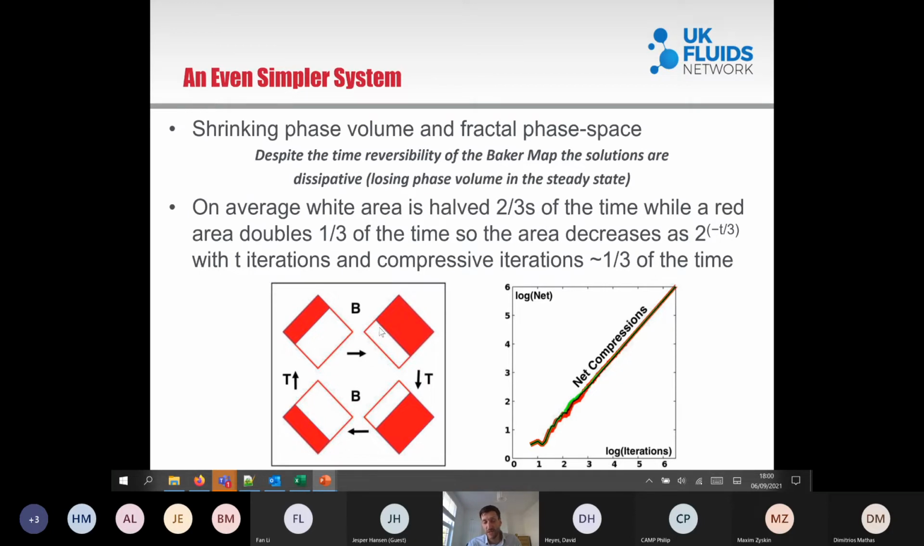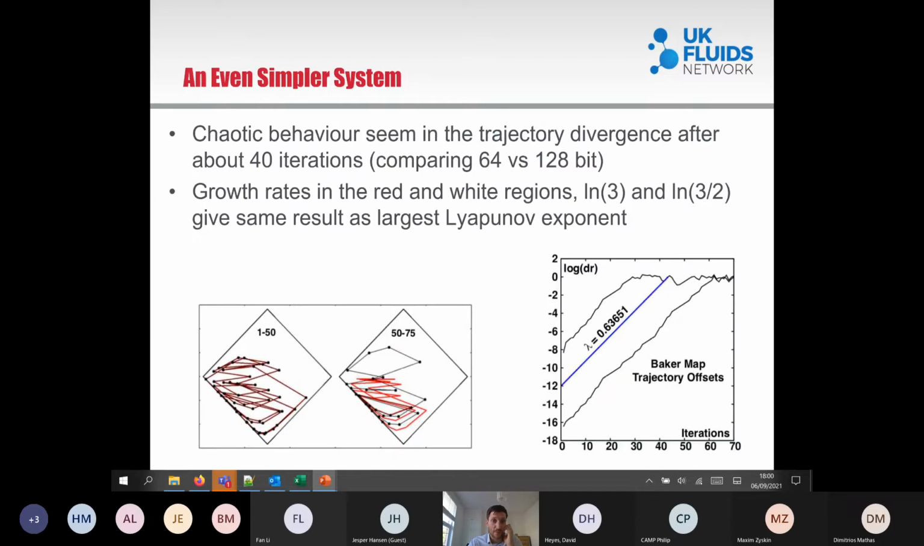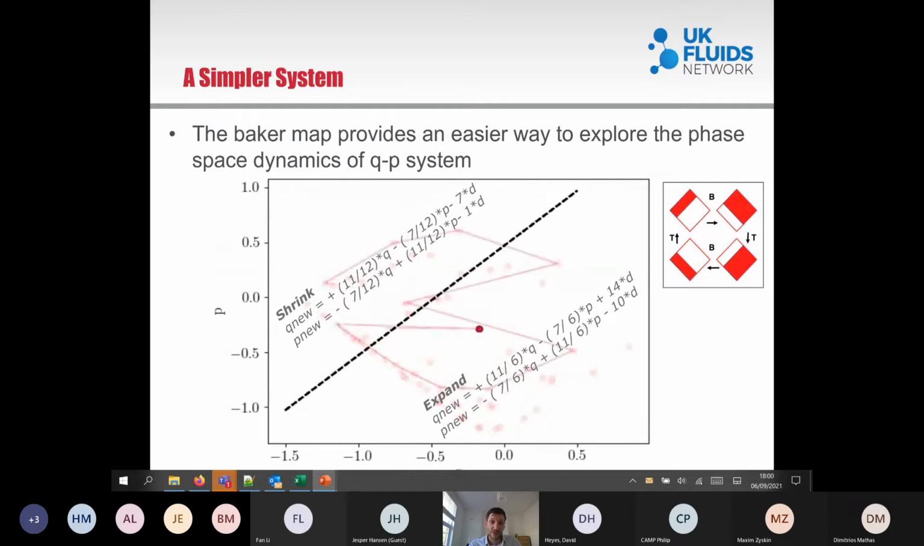And you can think of this as being a picture, but really what we do in the actual code is just take a single point and evolve it like a particle. So it's essentially like a dynamic equation involving that particle. And despite having a compressive on average system, we see this loss of phase space volume. You also see chaotic behavior. So you'll see trajectory divergence, even if you go to say 128-bit, after about 40 seconds. And you can show things like the Lyapunov exponent matches quite well with the expected theoretical results. So it's a nice system. It's predictable, and it allows us to explore this phase space.